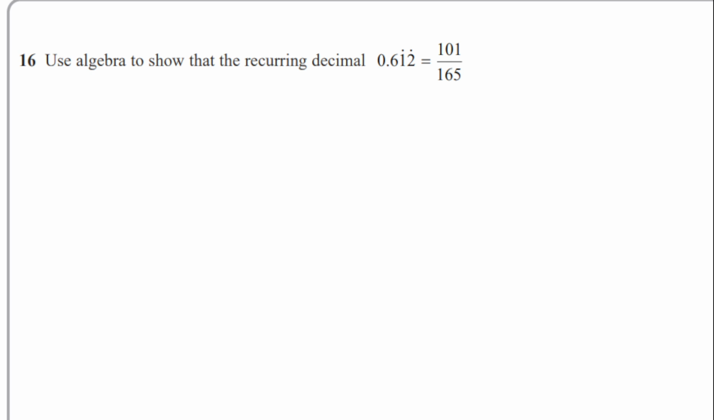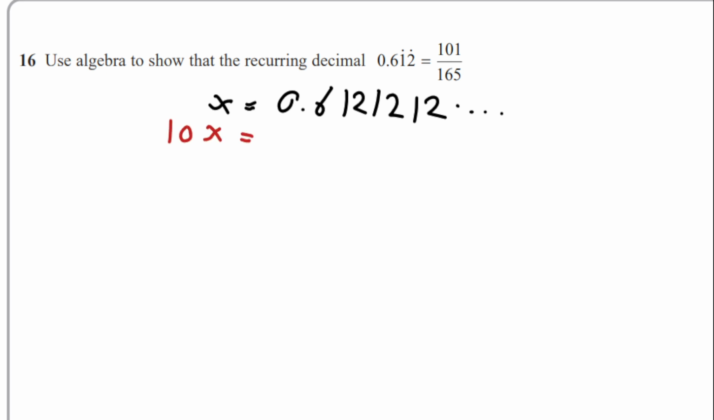The first thing I'll do, I'll write x equals the number 0.6 and then 1, 2, 1, 2, 1, 2 repeating forever. What I'll do now is I'll just multiply by 10. So 10x will equal, multiplying by 10 will make this 6 jump here, so it's going to be 6.1212 forever. Now compare the decimal sides. Is this decimal part equal to this decimal part? Are they the same? No. So keep multiplying by 10. Don't multiply by 100. Small, step by step.